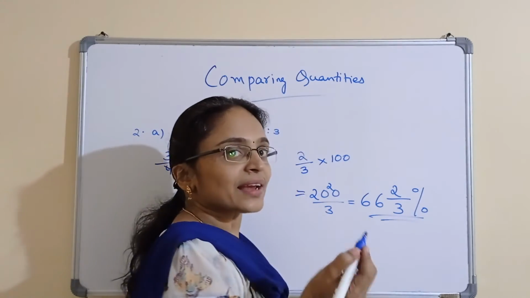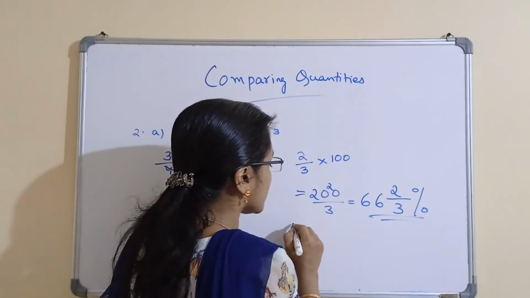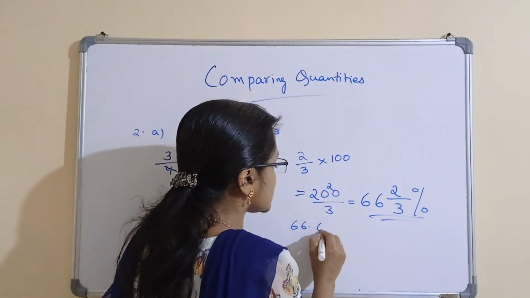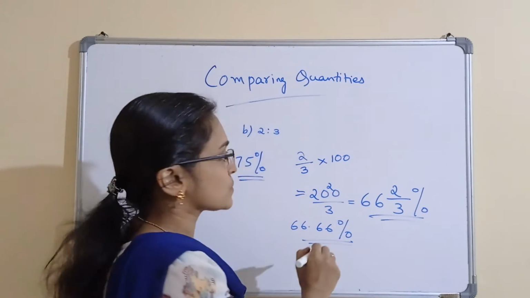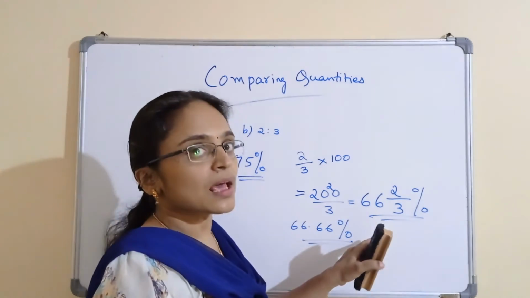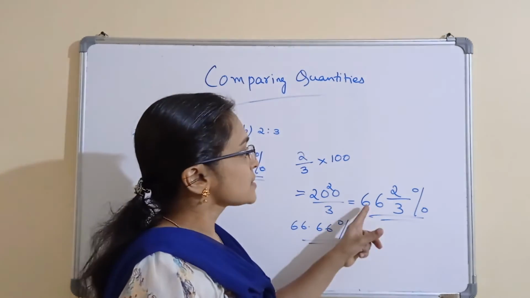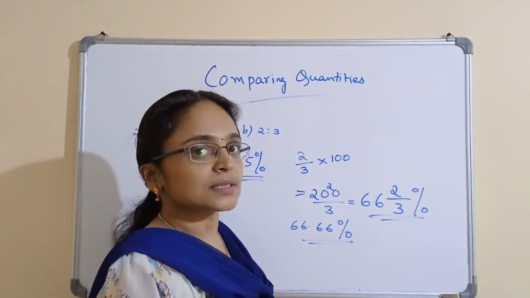Okay. You can write in decimal also. You will get it as 66.66 percentage. You can write like this also. But this is the answer given in the text: 66 2 by 3 percentage.